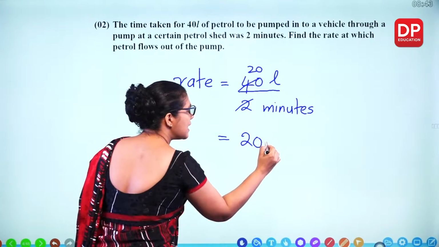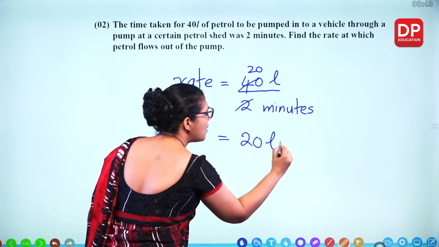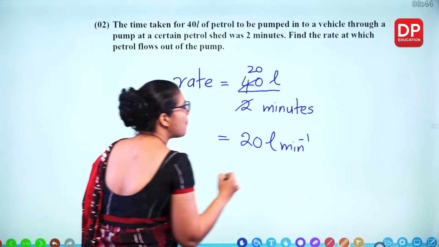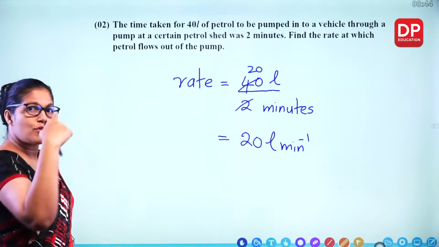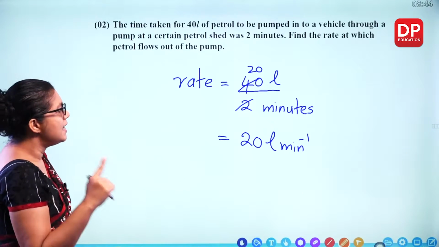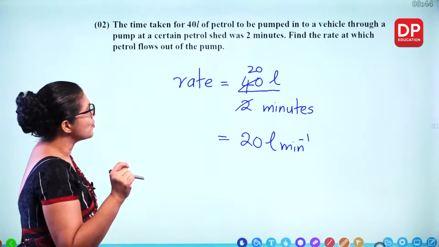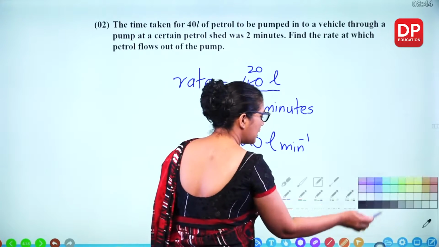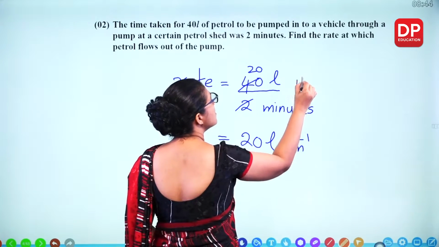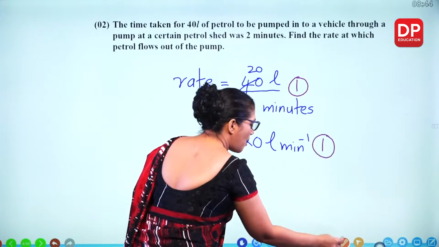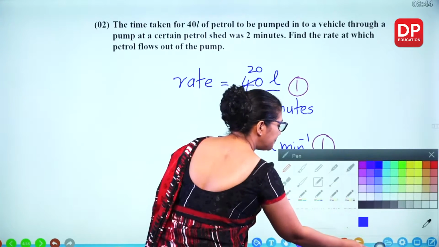So what's the unit here? Liters per minute. So you can write minute to the power minus 1. Minutes, you can take it to the numerator. Liters per minute. That's how you pronounce. So that's the rate. 2 marks. Dividing by this 1 mark, and 1 mark for this answer.